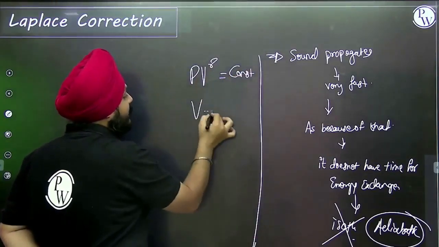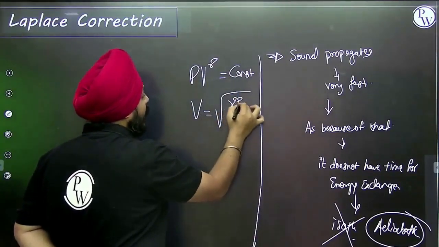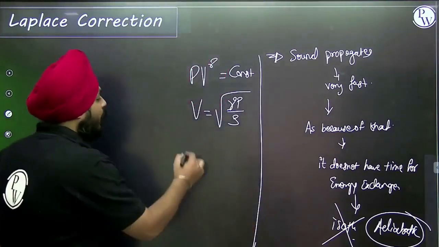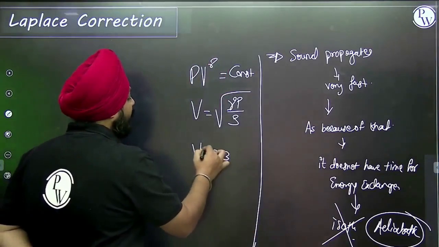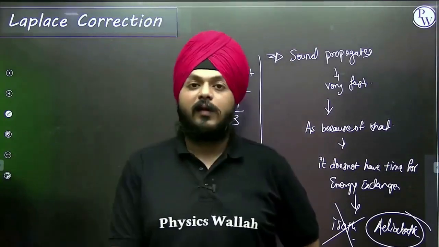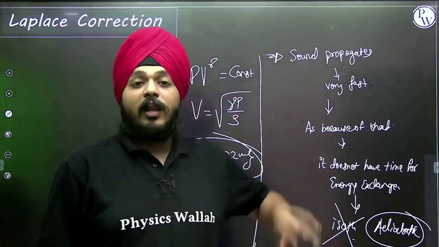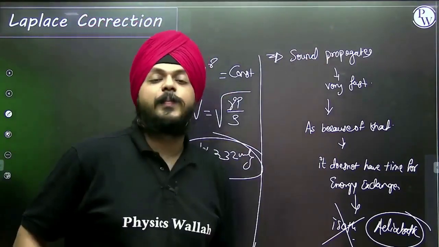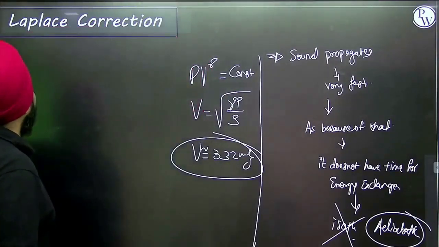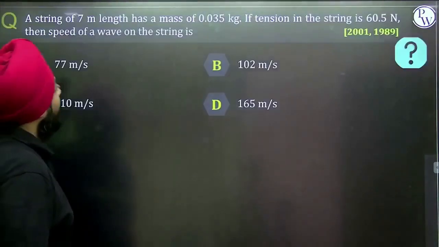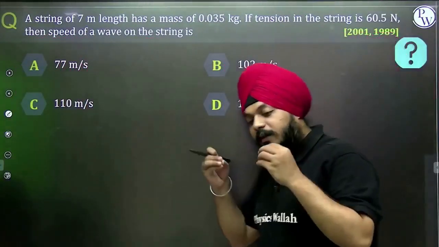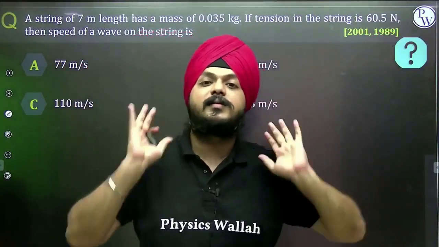From that he determined the speed of sound in air as the square root of gamma P by rho, where gamma is the adiabatic index, 1.4. From that he got the correct value, approximately 332, and sometimes it is also calculated as 330 meter per second. So Laplace gave the actual speed of sound in a specific medium. On the basis of that, the actual speed of sound in air is 330 meter per second. Very simple formula, very simple explanation.